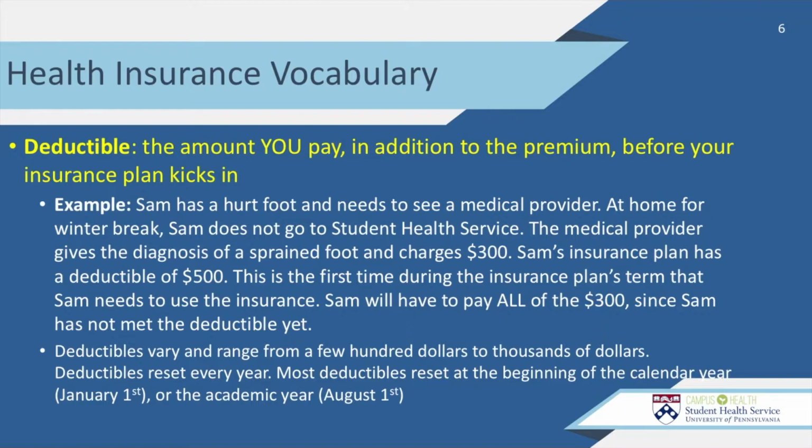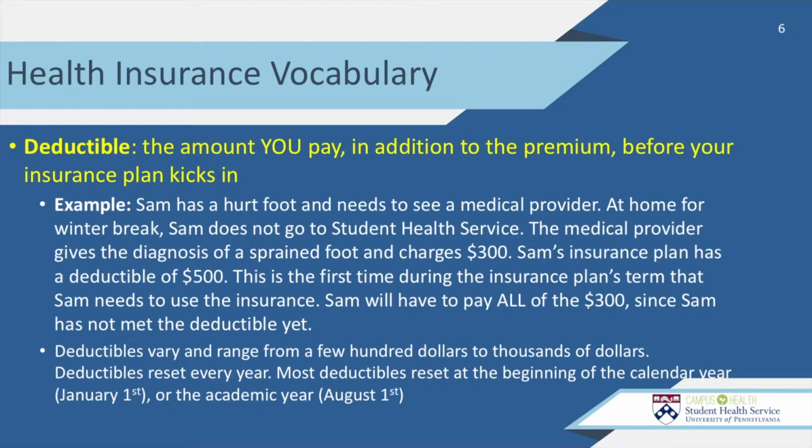Here is an example of a deductible. Sam hurt their foot and needs to see a medical provider. They are home for winter break, so they do not go to Student Health Service. The medical provider they see diagnoses them with a sprained foot and charges $300. Sam's insurance plan has the deductible of $500. This is the first time during the insurance plan's term that Sam needs to use the insurance. Sam will have to pay all of the $300 since Sam has not met their deductible yet.